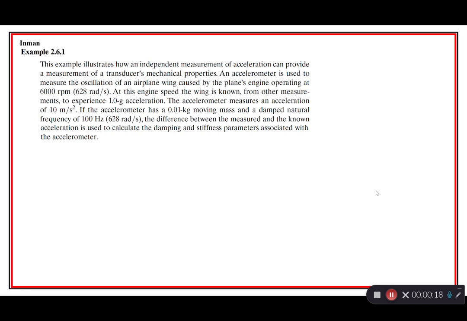All right, so first, let's read the problem. This example illustrates how an independent measurement of acceleration can provide a measurement of a transducer's mechanical properties. An accelerometer is used to measure the oscillation of an airplane wing. There's an airplane, there's a wing off the airplane. It's got an engine right here, so we have a little accelerometer here, and we're going to measure the motion.